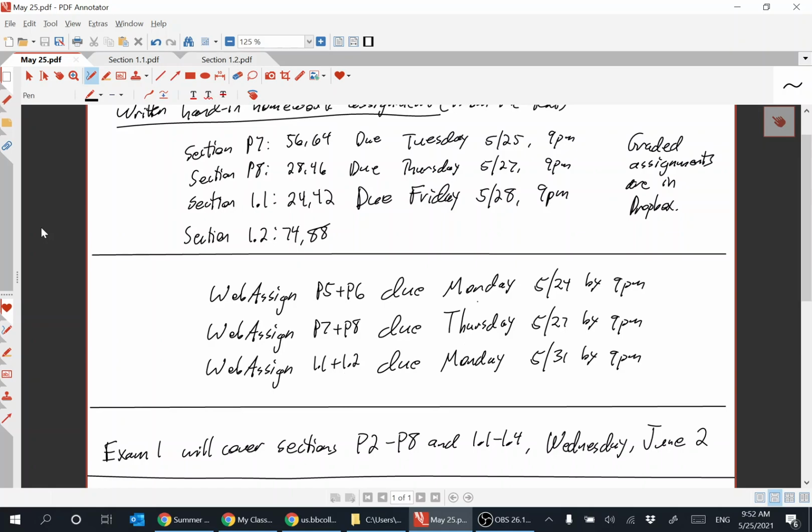So here's the current list of assignments. P6 was due last night, so I'll get that graded for you this afternoon, and I will post solutions along with that, and I'll send you an email when that's done.